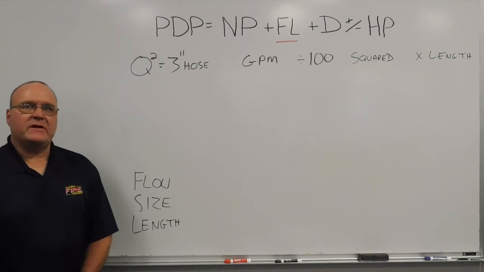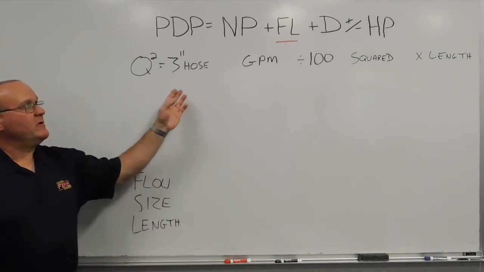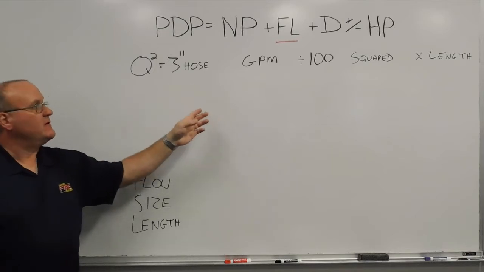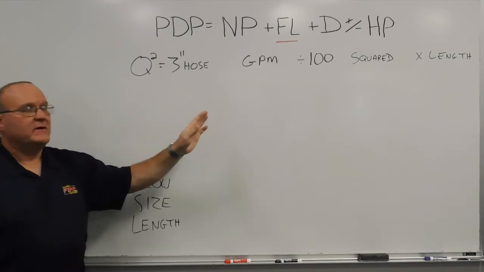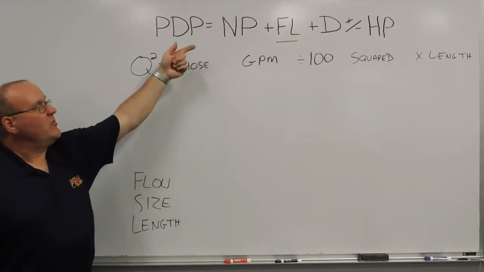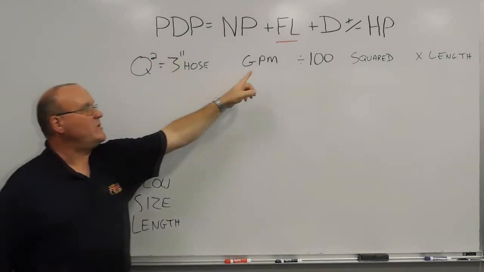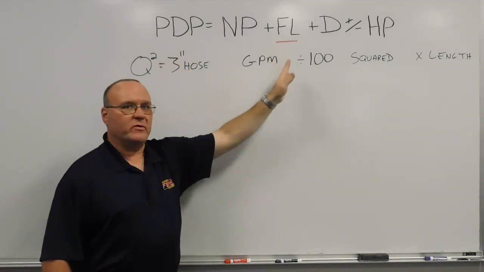David Haynes, training captain for the Salisbury Fire Department. We're going to be talking today, continuing on with our hydraulics training minutes. We're talking today about using the hand method to determine friction loss. This is going to be used in our formula that we have up here to calculate our required pump discharge pressure, specifically addressing the friction loss part of that formula.